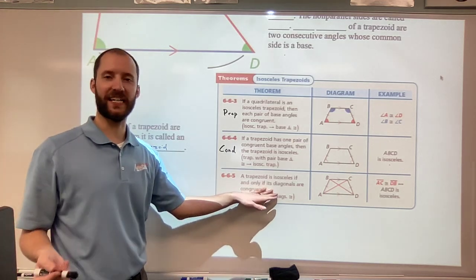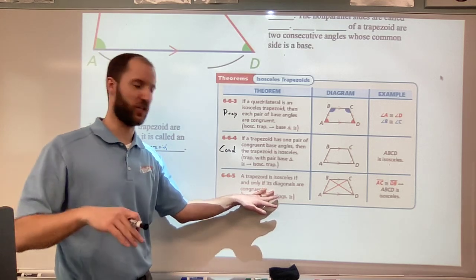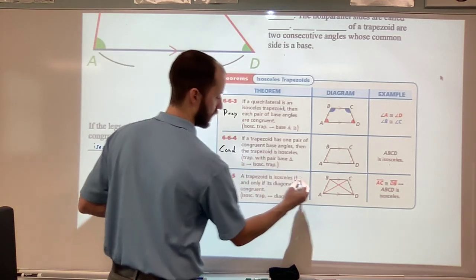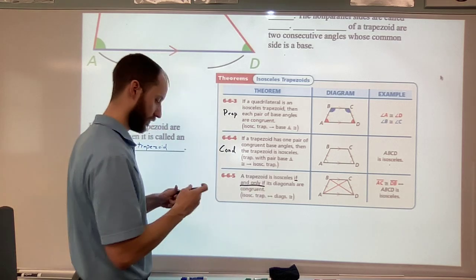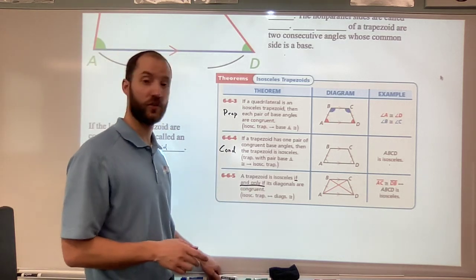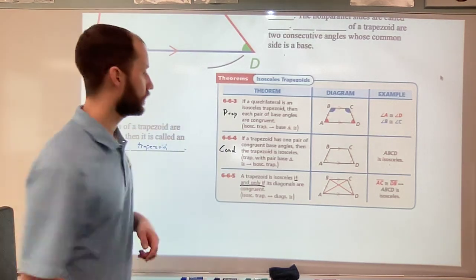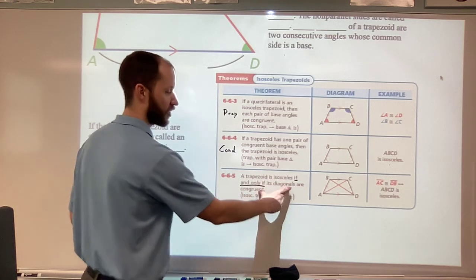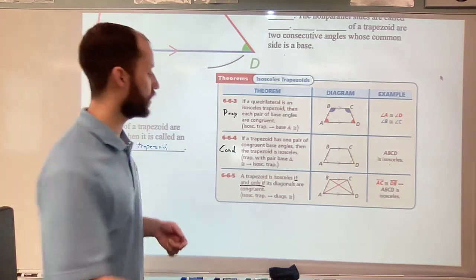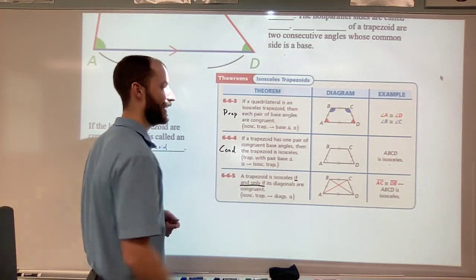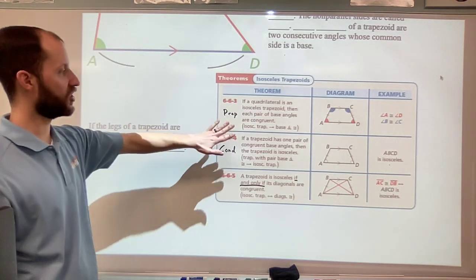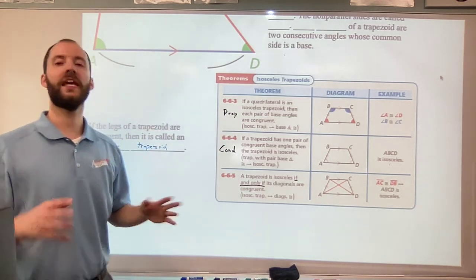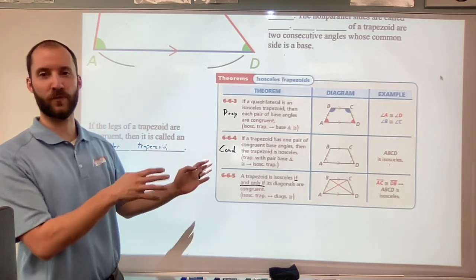And then here with the biconditional, we can have both a property and a condition. So a trapezoid is isosceles if and only if you see that biconditional wording. If and only if the diagonals are congruent. So that one can go either way. If it's a trapezoid that's isosceles, then the diagonals are congruent. Other way, if it's a trapezoid with congruent diagonals, then it's isosceles. So some more information for you to look at isosceles trapezoids and really problem solve with if you run into that kind of information in a problem.